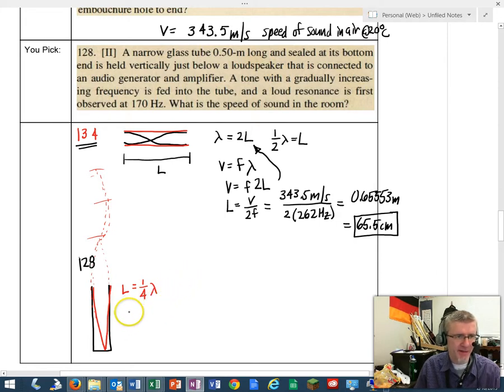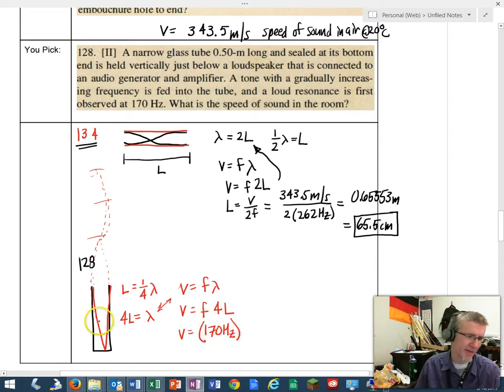We know that velocity equals frequency times wavelength. We know that 4 times L equals the wavelength. So the speed of sound in the room is the frequency times 4 times L, basically combining these two equations. So we get the velocity of sound in the room is the frequency, 170 hertz. Remember, that's the fundamental, so this is the fundamental mode. Other modes still have to be open at the top, but can be more wavelengths inside the tube.